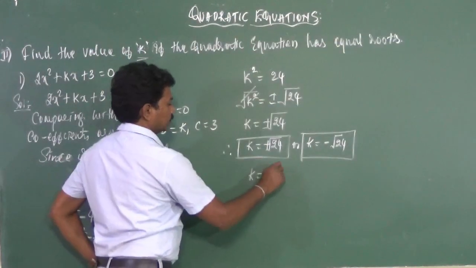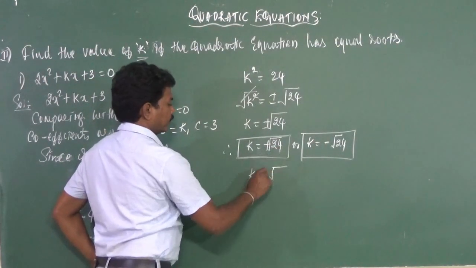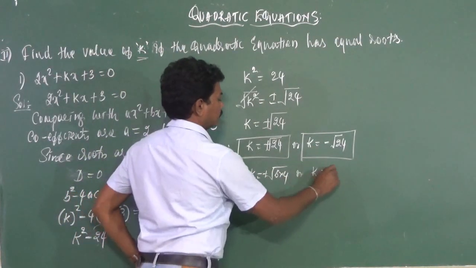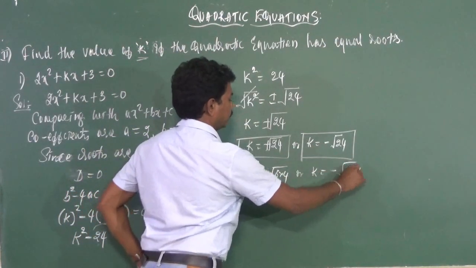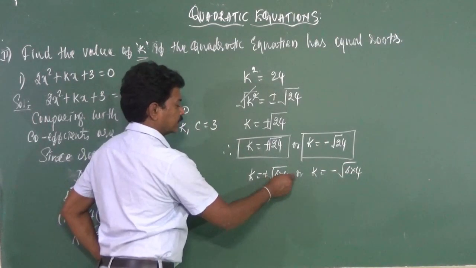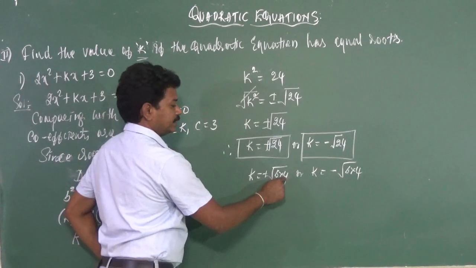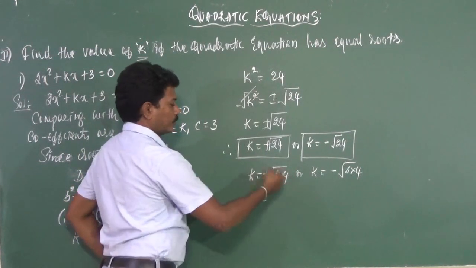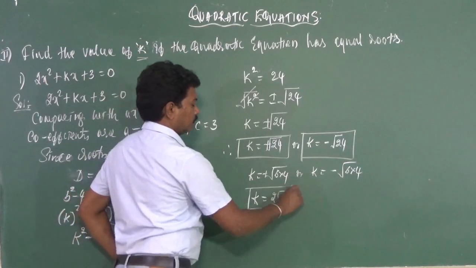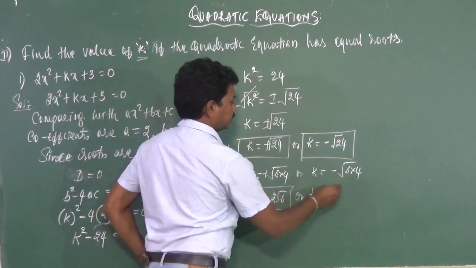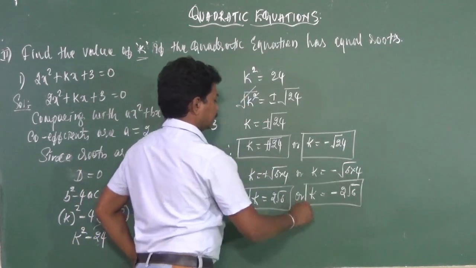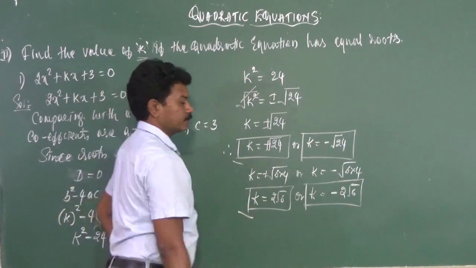So k is equal to square root of 24, which can be written as square root of 6 into 4, or k is equal to minus square root of 6 into 4. Since 4 is a perfect square, the square root of 4 is 2, so that becomes 2 root 6, or k is equal to, the same thing happens here, minus 2 root 6. So this can also be the answer.